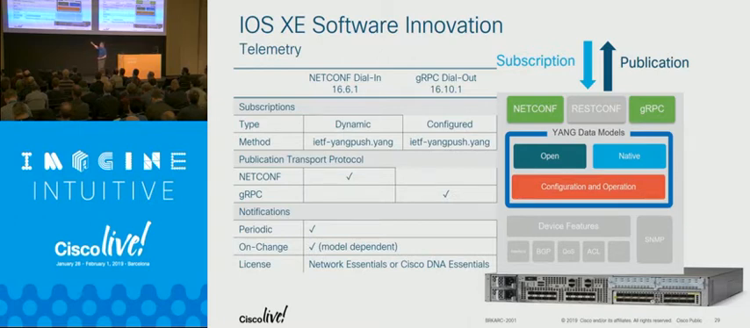And the streamed data are going to be streamed out to the receivers using the gRPC, the Google Remote Procedure Call interface. Both methods support periodic subscription. So you can receive the subscription every 10 seconds, every hour, every day, or you can receive the subscription on change. So for example, if your interface goes up and down, you're going to receive a notification through the telemetry.